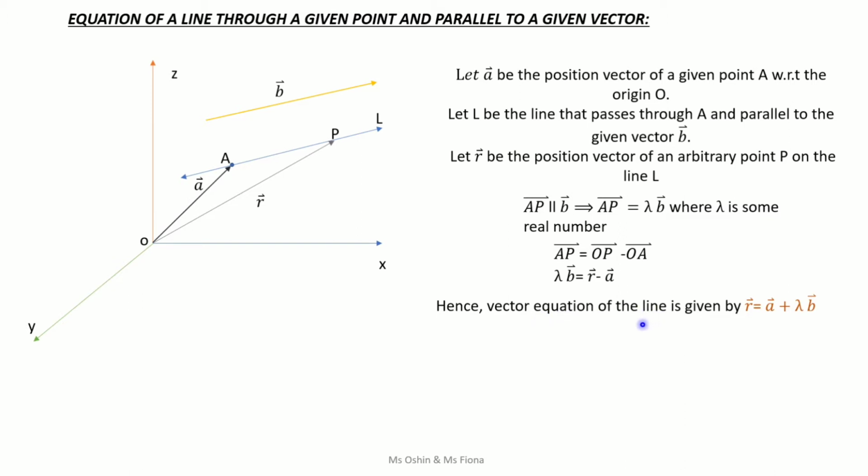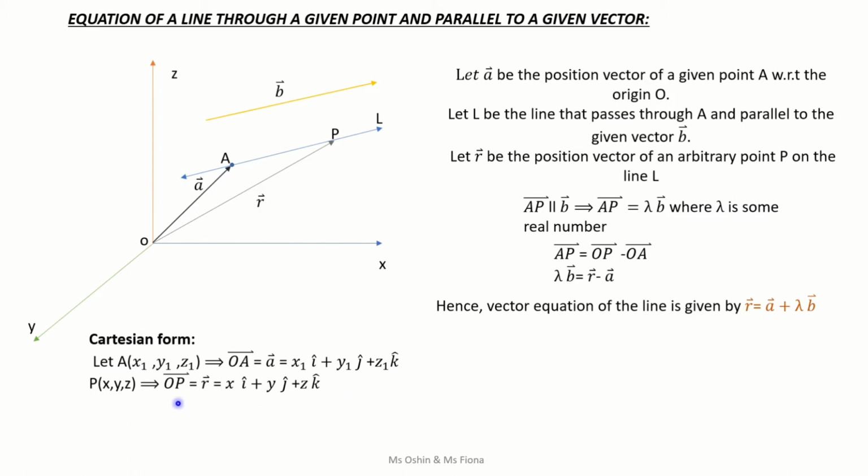Now let's derive the Cartesian form of the equation. Let the fixed point be x1, y1, z1. So OA vector will be x1 i cap plus y1 j cap plus z1 k cap. Let the arbitrary point P be x, y, z. So vector R will be x i cap plus y j cap plus z k cap. Let a, b and c be the direction ratios of the parallel vector. So we get vector B is equal to a i cap plus b j cap plus c k cap.